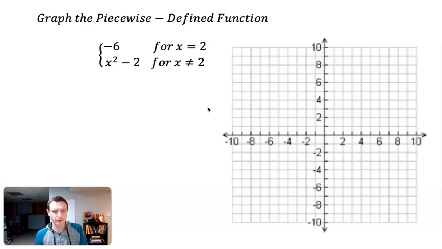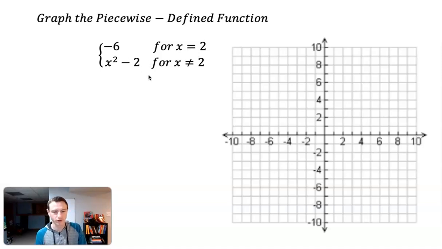Today I'll be looking at graphing this piecewise defined function. A lot comes down to just your knowledge of graphs when you're trying to graph a piecewise defined function. So we have this criteria where we want -6 for x equal to only 2, and then x squared minus 2 for x not equal to 2. So that just indicates we want the graph of x squared minus 2 everywhere but 2. And then we want the graph of -6 the only spot at positive 2.